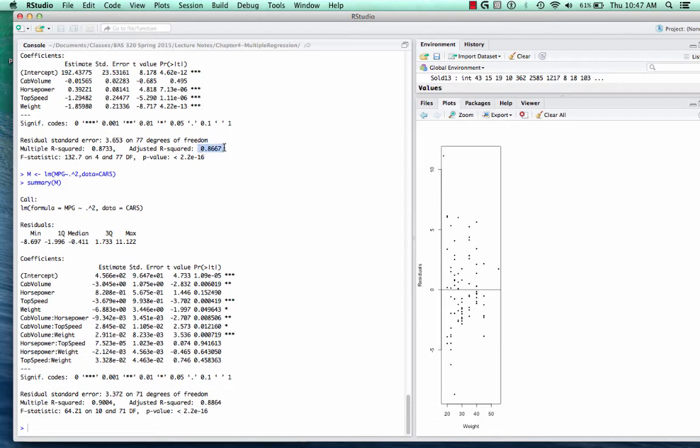Notice R squared adjusted has increased from the model with no interactions to the model with the interaction. So maybe interactions are a good idea. Let's explore what these interaction plots are telling us about the model.